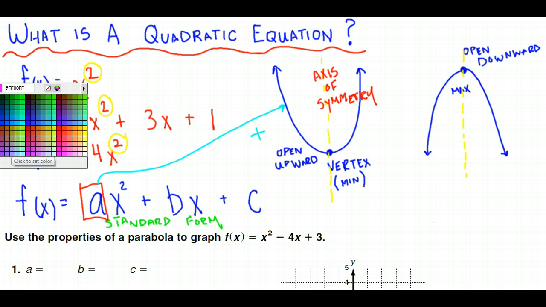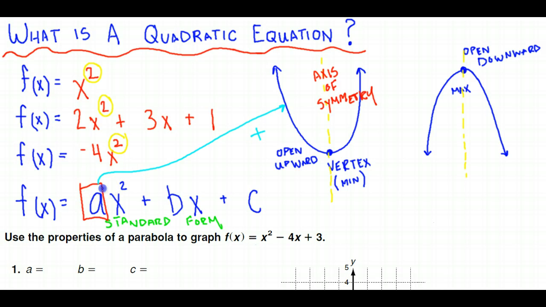And you may guess then that if it's negative, what do you think happens? It opens downward. So a, the leading coefficient of the x squared term, if it's positive, it opens up. If it's negative, it opens down. Let's take a look at a few examples here.